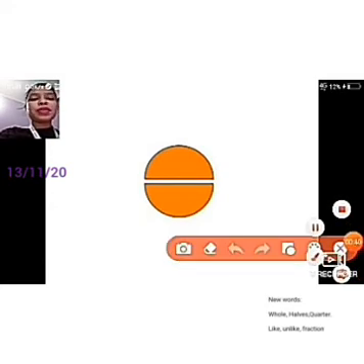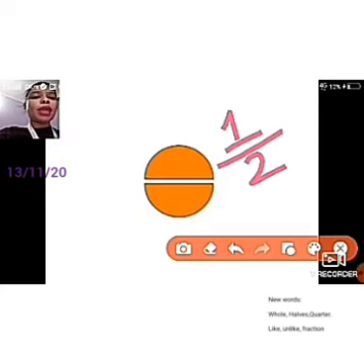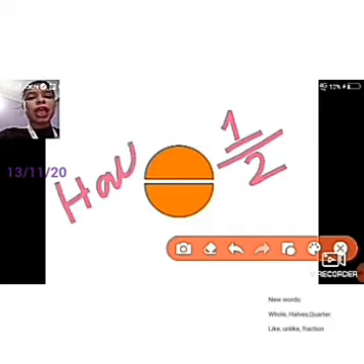Now the same figure I have divided into two equal parts. If I have to express numerically the fraction of any one part, it is represented as 1 by 2, because I have divided the figure into two equal parts, and from that I have taken one part. This is known as half, H-A-L-F, half of the figure.